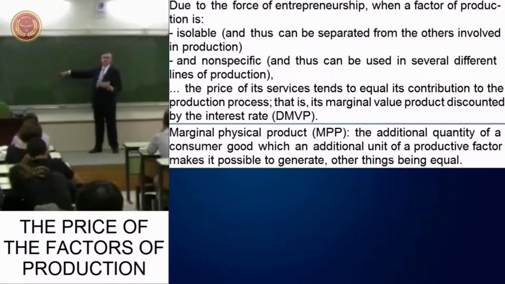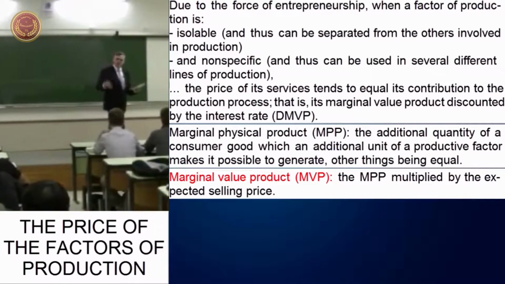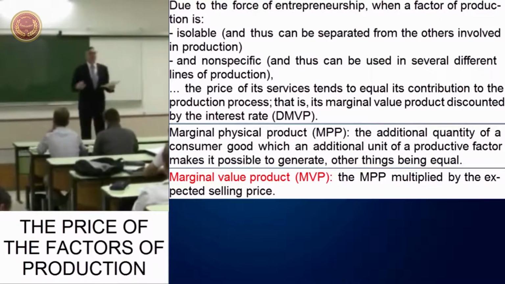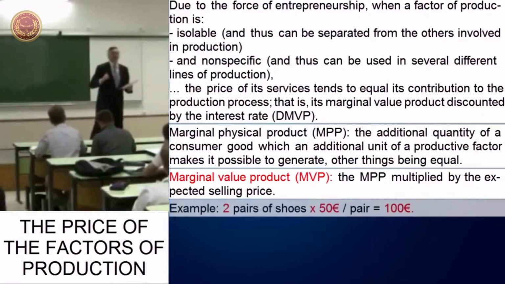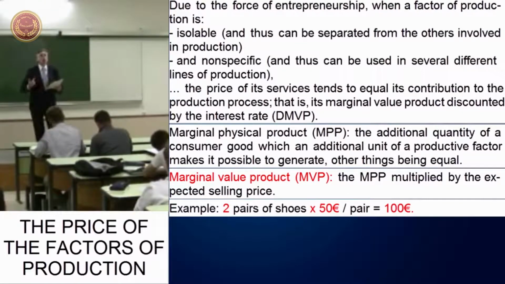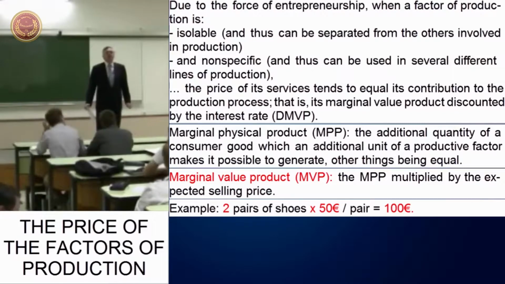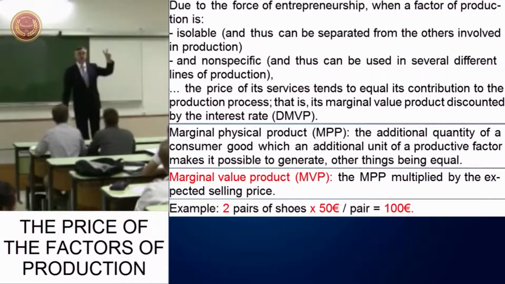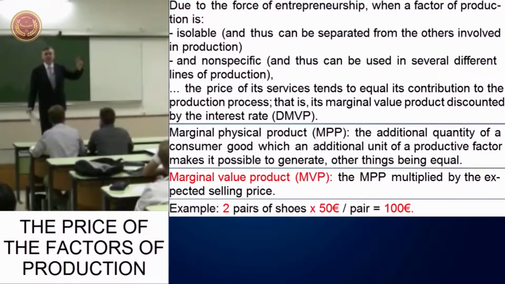Our second step is to understand the concept of the marginal value product. It is quite simple. The marginal value product is equal to the marginal physical product multiplied by the expected market price. If in our example the marginal physical product is 2 pairs of shoes, what is the marginal value product? Well, if each pair of shoes is going to be priced at 50 euros, the marginal value product would be 2 pairs of shoes times 50, or 100 euros. In other words, this is the same idea as before, but in terms of market prices.